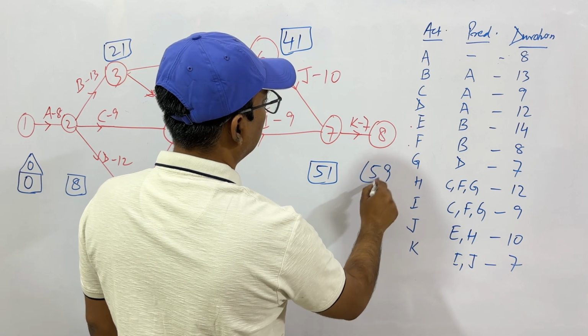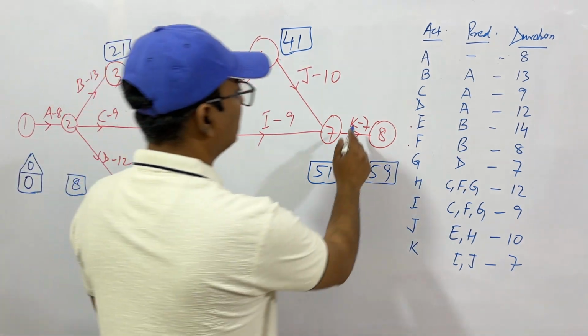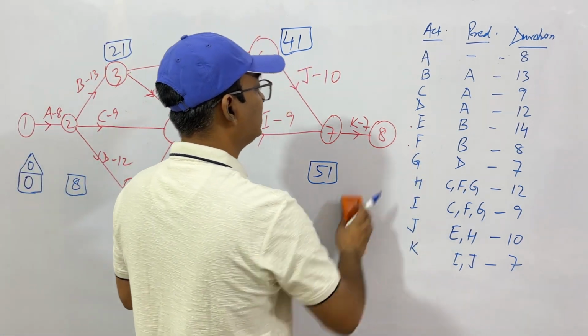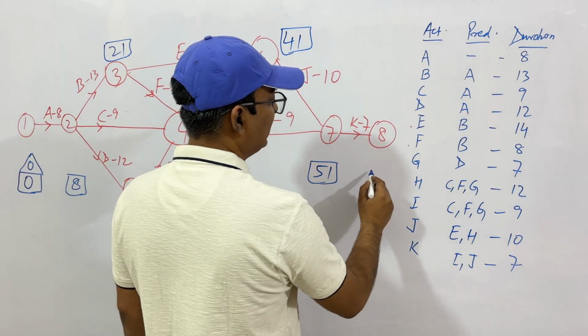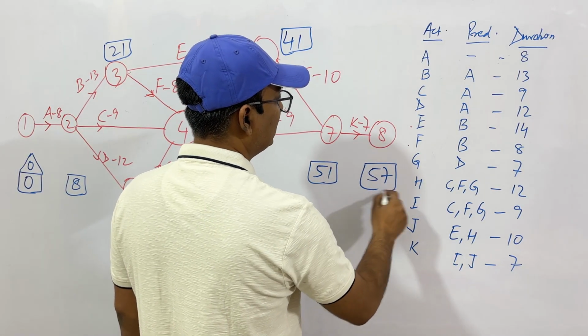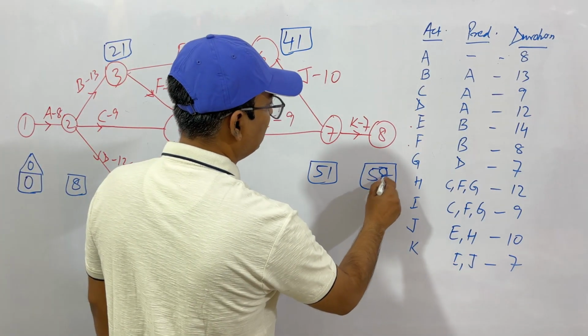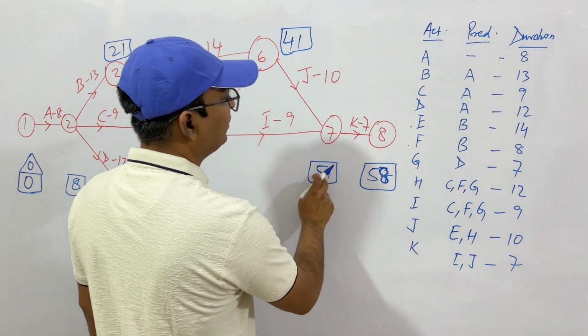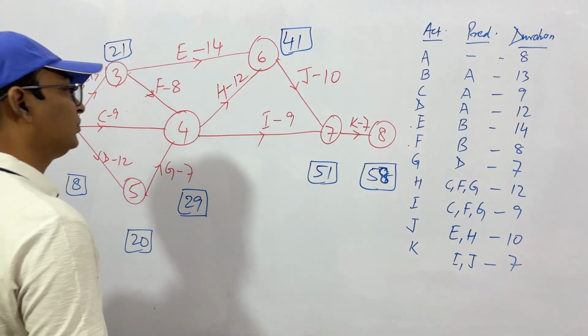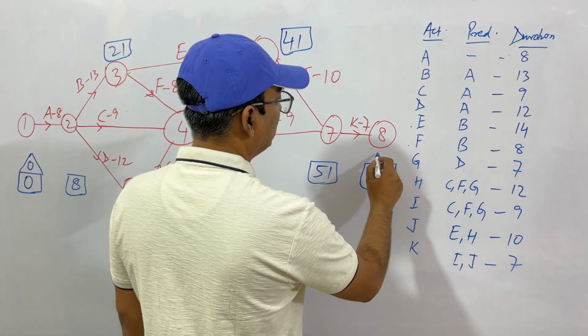Then 51 plus 7, not 8. See, these are the mistakes you make. We have to add the number of days taken by the activity, not the value of the node. So 51 plus 7, 58. So this is the value for forward pass. Reverse, backward pass, 58.